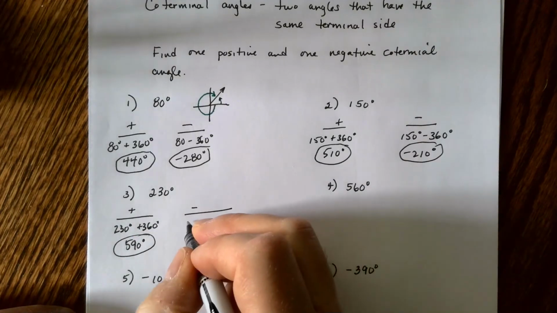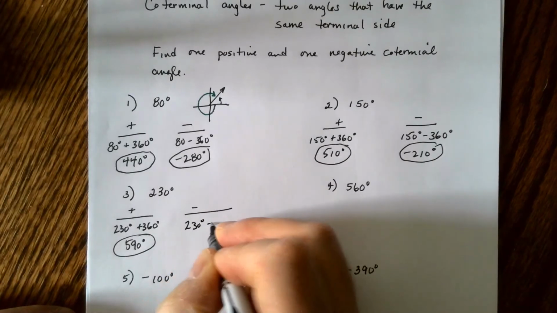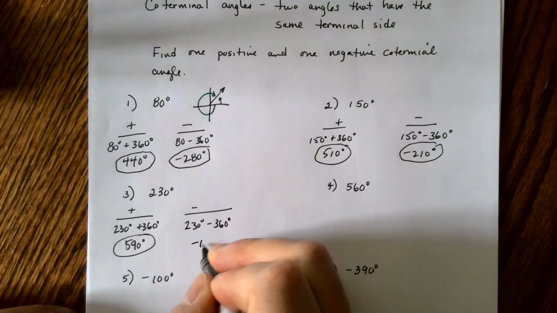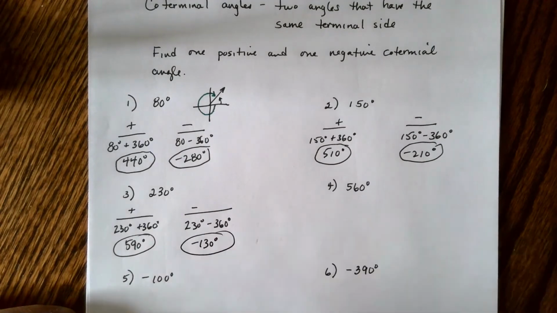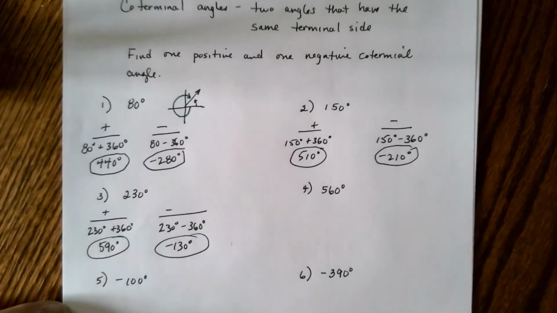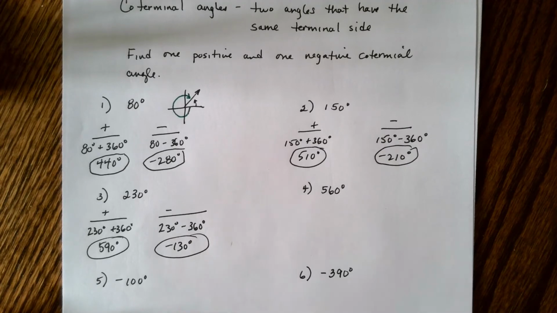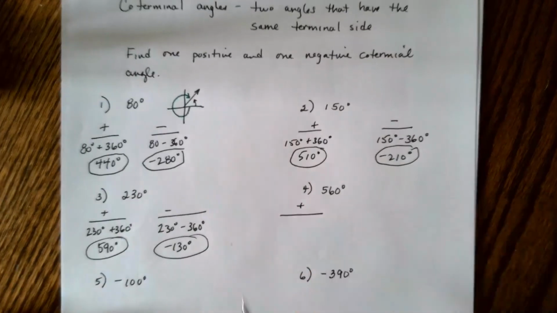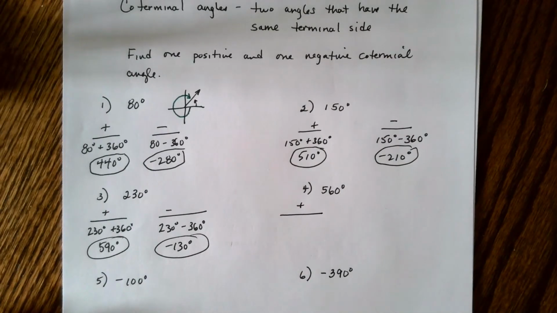My negative, again, take 230 and subtract 360, and I end up with negative 130 degrees. So there's my positive and negative coterminal angles. But now we're getting to problems that are a little bit more interesting. 560 degrees is greater than 360, and since it's greater than 360, we can now find a positive coterminal angle that's between 0 and 360 degrees.